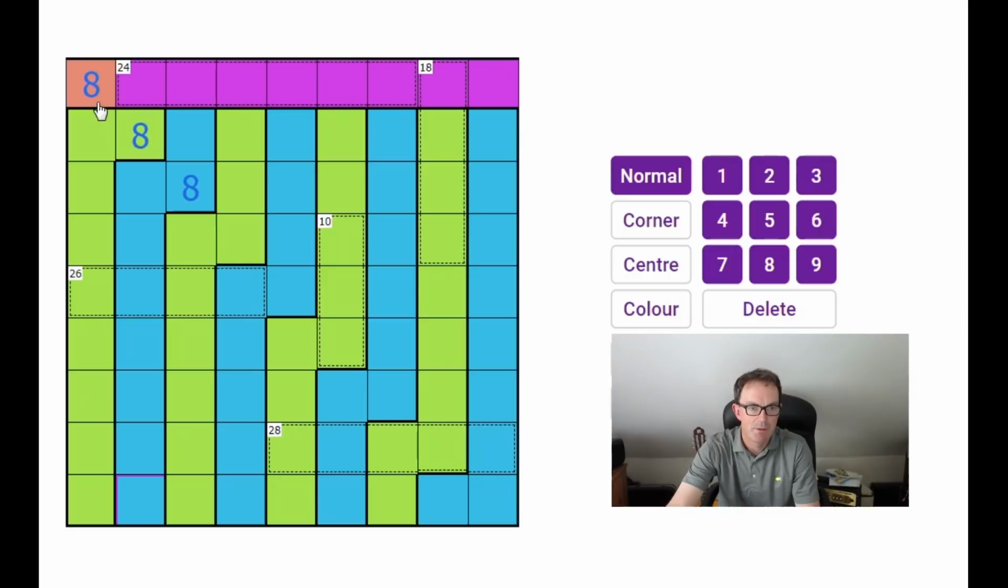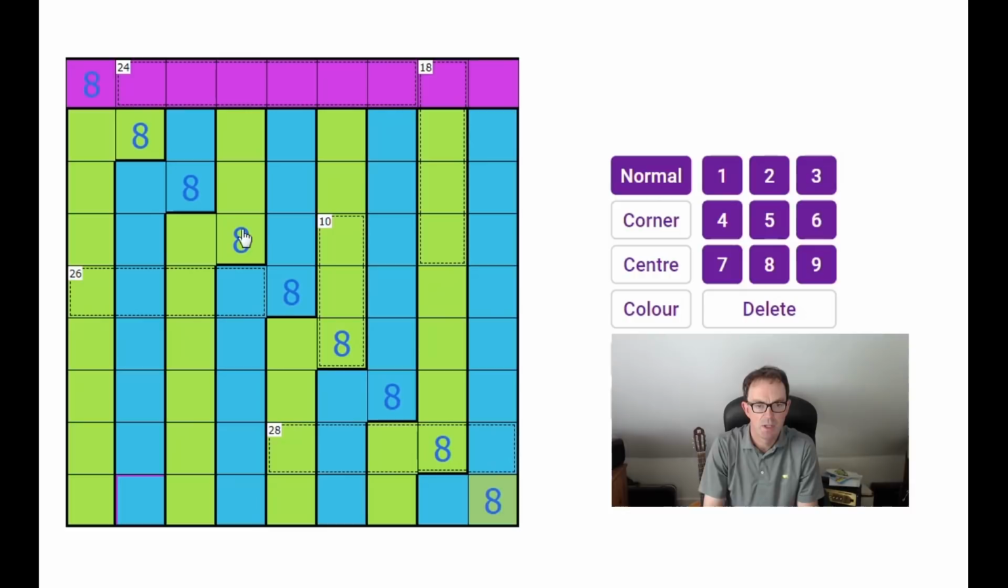Now, if you want to try the puzzle, do click on the link under the video. And we need to think about how we're going to use this diagonal property to solve the puzzle. Now, if we just continue with 8, just because, why not, we know that this is going to be the shape. So we're going to have a line of 8s down here like this. Now, can we do anything with this knowledge to take us forward in the solve?